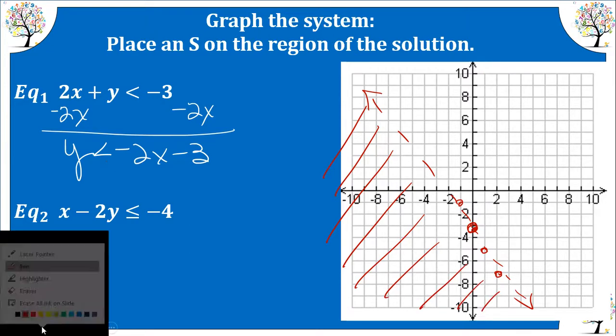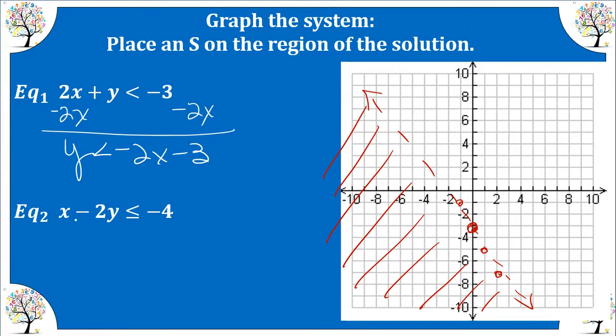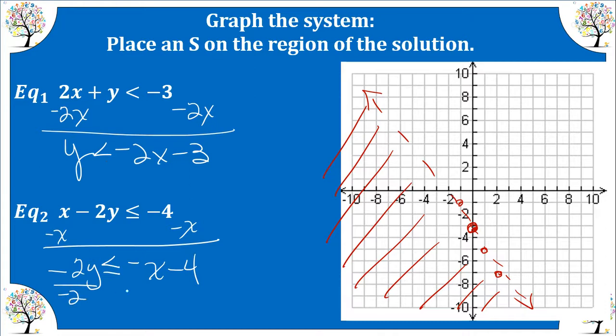Now our second equation, let's solve for y. I'm going to subtract x from both sides. I have negative 2y is less than or equal to negative x minus 4. Here, guys, remember, I'm dividing by a negative, so you always have to reverse your inequality to the opposite. So now it becomes y is greater than or equal to, negative over a negative is positive, 1/2 x plus 2.